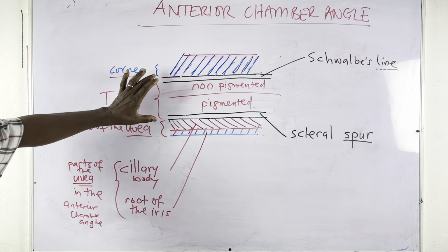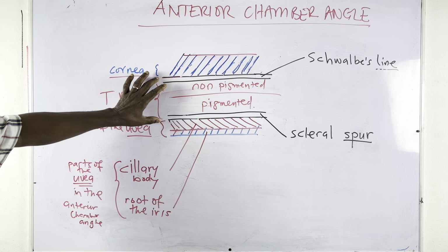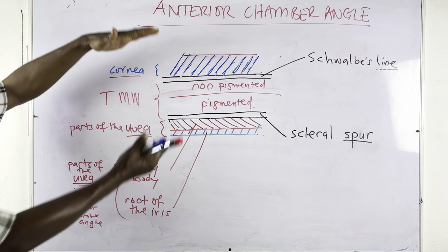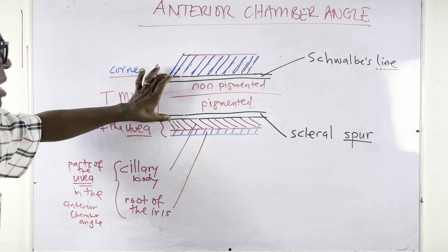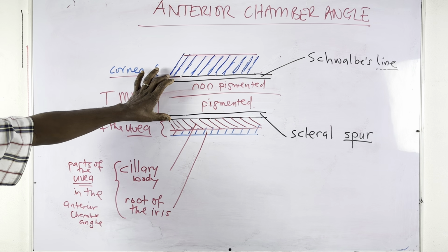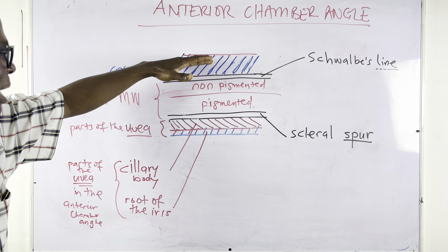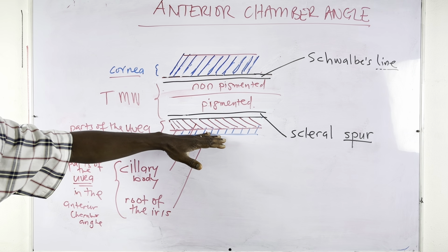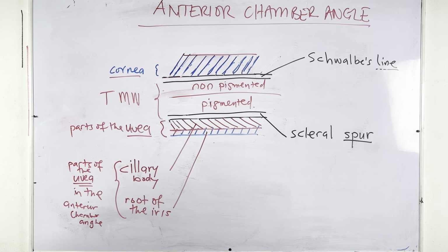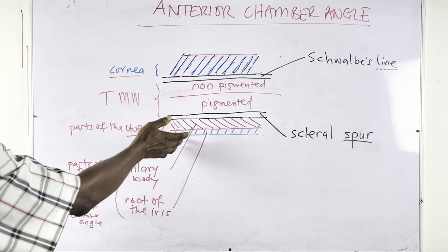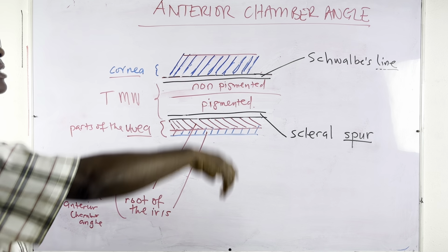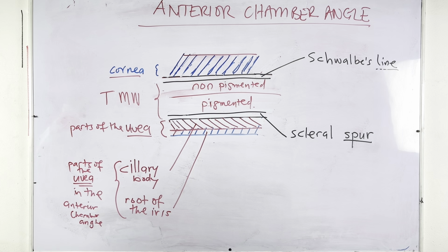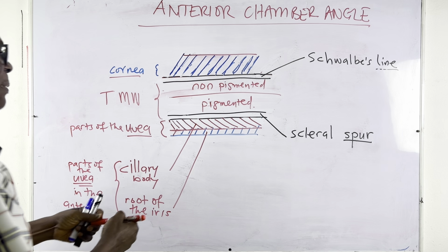Now after you have talked about the central 3, you still have another sandwich. This central 3 again is sandwiched. The central 3 is taken as one, and then you have the cornea and the uvea. There are 3 parts of the uvea, but only two appear in the anterior chamber angle. Again, think 3.